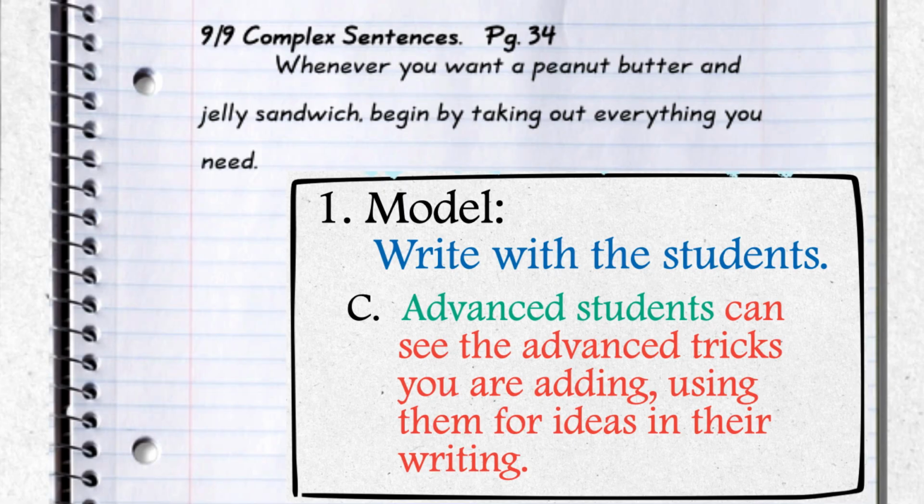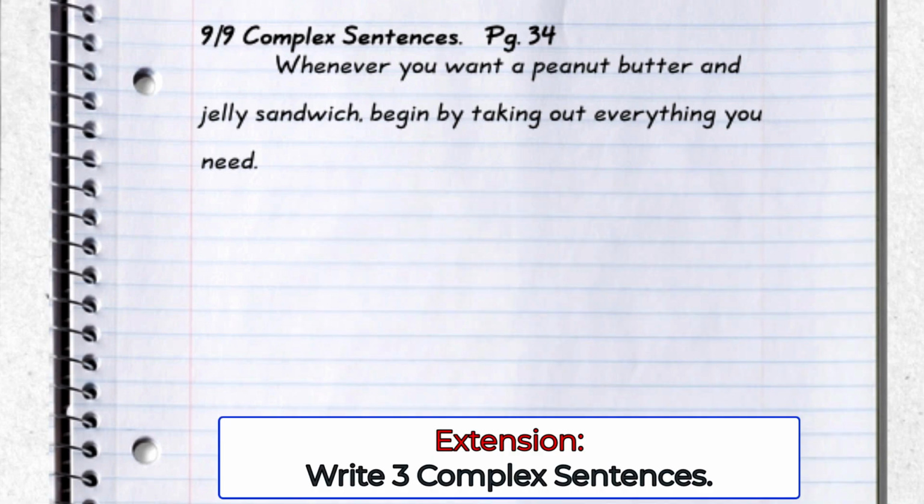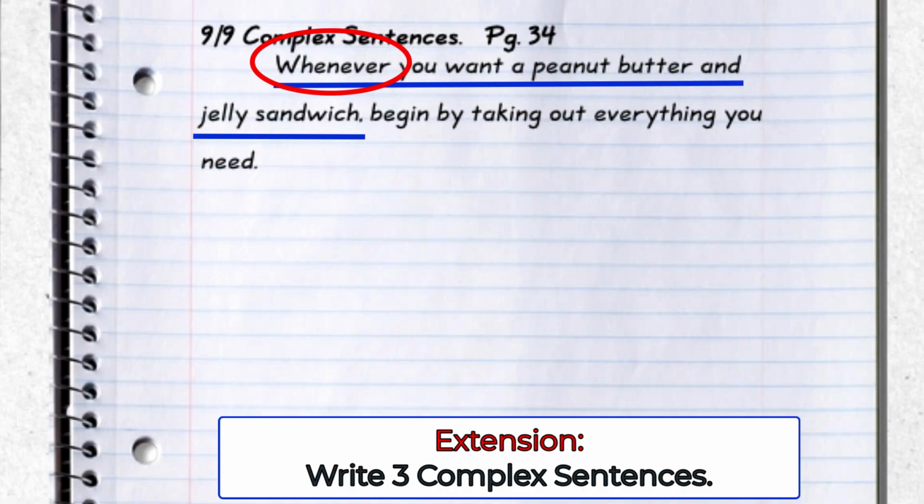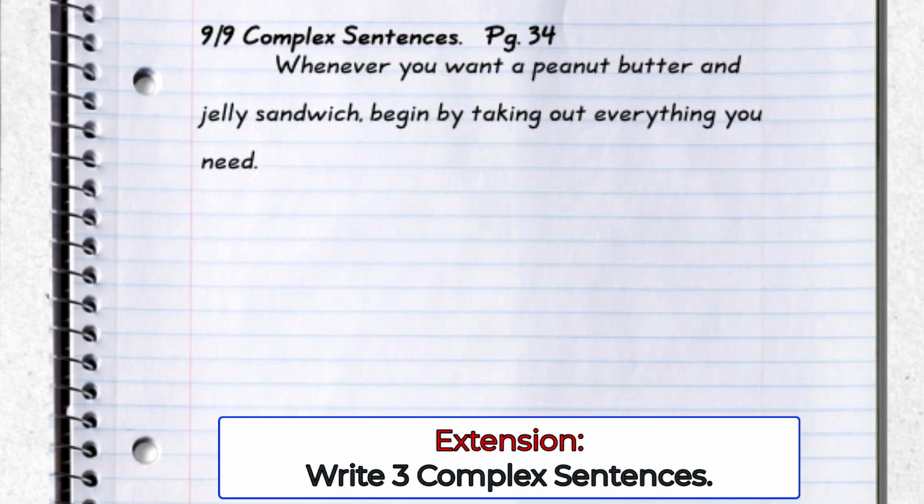And it makes their job a lot easier when you're writing with them. So you can see I put, "Whenever you want a peanut butter and jelly sandwich, begin by taking out everything you need." So there's my dependent clause. There's my subordinate conjunction. There's my dependent clause. There's my comma. And there's my first sentence.